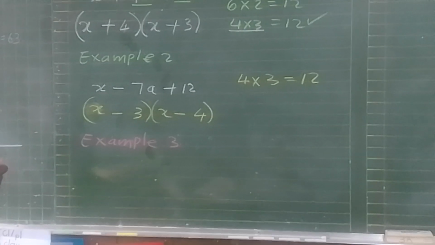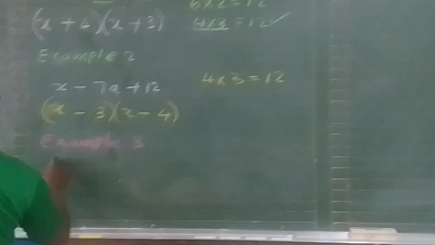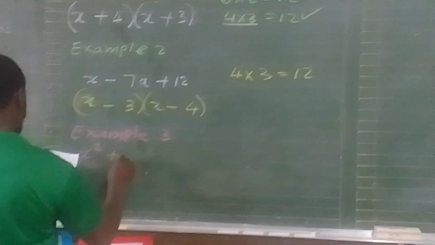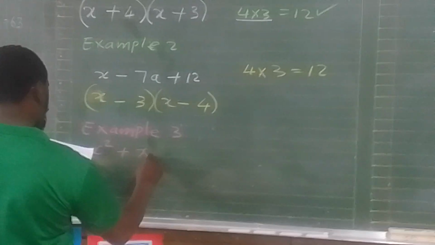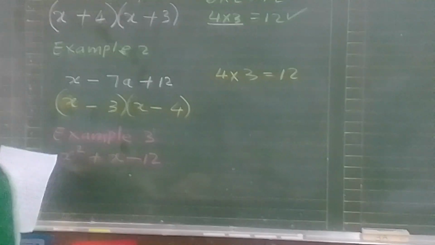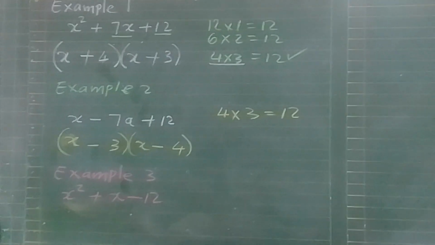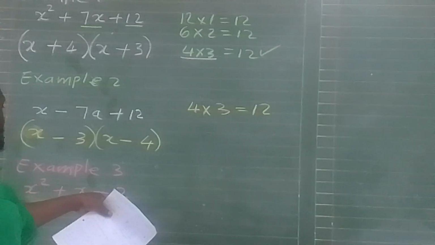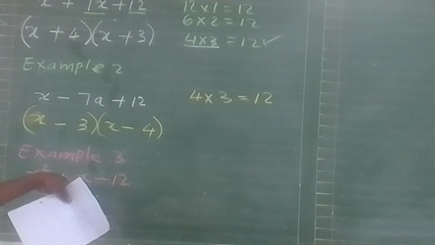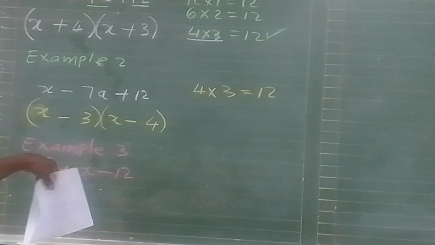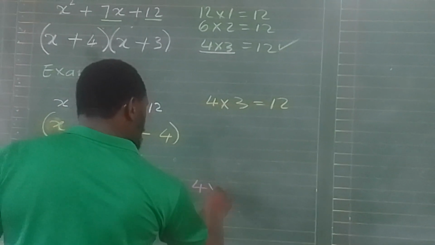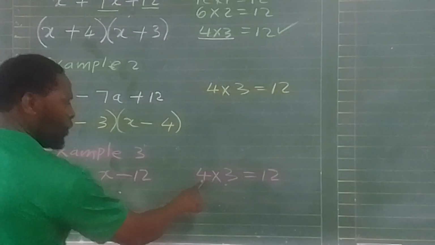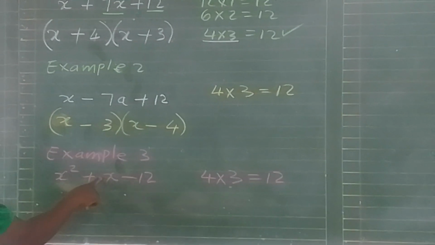The third example says x squared plus x minus 12. Right, we have done this before. We found the factors of 12 that are going to give us 1. It's 4 times 3 is equal to 12. 4 minus 3, it's 1.